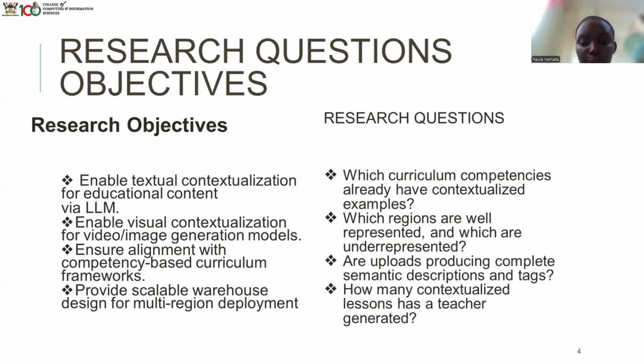Our research was guided by a few questions and objectives. We majorly had four goals. First, to enable textual contextualization of educational content using large language models. Secondly, to enable visual contextualization through image and video grounding. Third, to ensure alignment to competence-based curriculum frameworks. And lastly, to design a scalable semantic-aware data warehouse architecture, which is suitable for deployment across multiple regions.